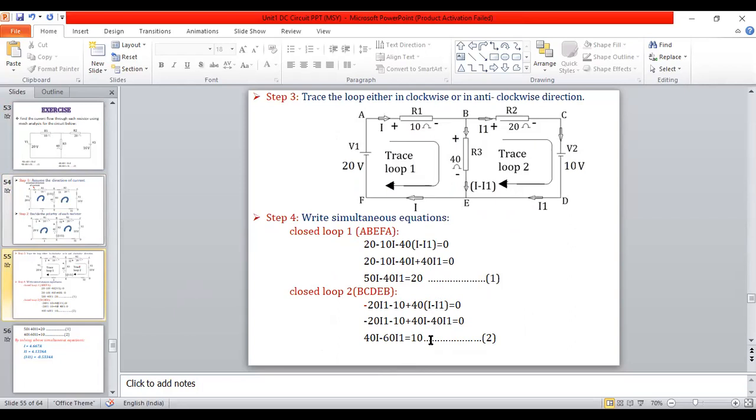Is it clear? Yes, sir. Yes. If 2 loops are okay, this one we can apply. For 3 loops, writing for each loop applying the KVL current direction, it will be difficult. But in the shortcut method you can write, if 10 loops are there, then also you can write the equations directly. So this is one method actually.